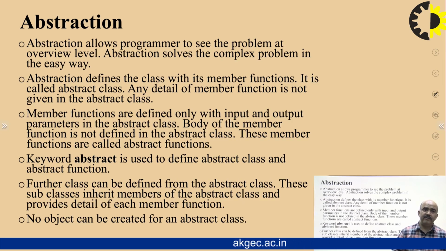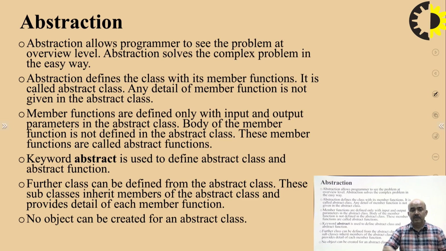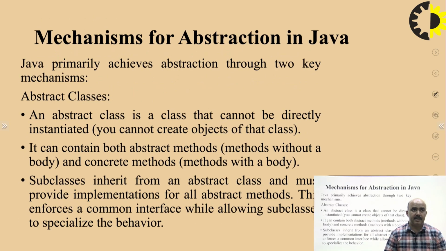Further classes can be defined from the abstract class. These subclasses will inherit the members of the abstract class and provide details of each member function. No objects can be created for an abstract class. So, in order to create objects, you have to implement the abstract class. An abstract class cannot be directly instantiated, so, as I told you, we cannot create an object of the abstract class.